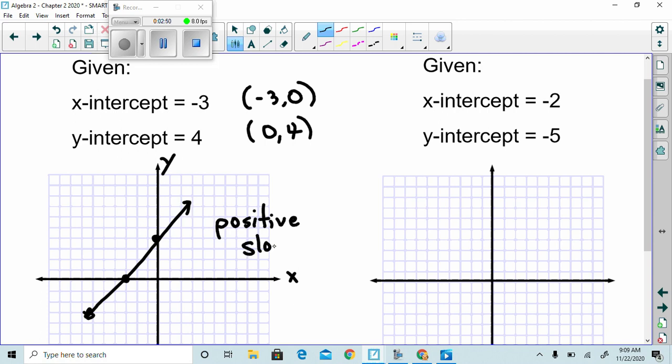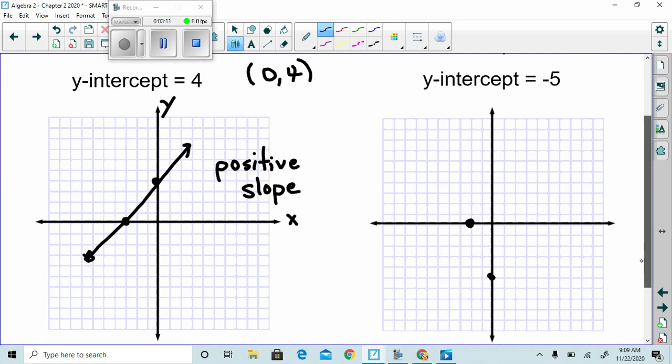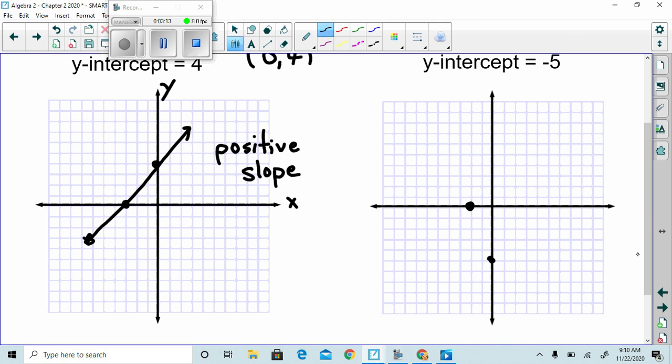So we're able to use what we've talked about in a previous lesson and apply it to being able to read something on the coordinate plane. Next problem. My x-intercept is -2, a point on the x-axis. My y-intercept, 1, 2, 3, 4, -5 on my y-axis. I have 2 points, and I connect those.